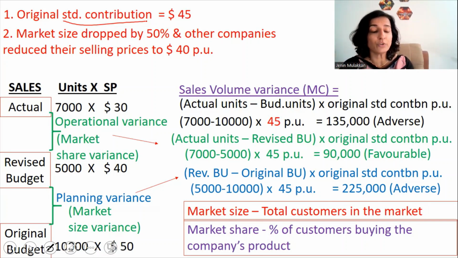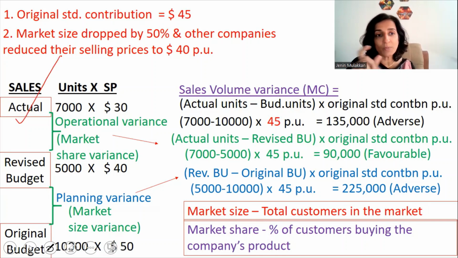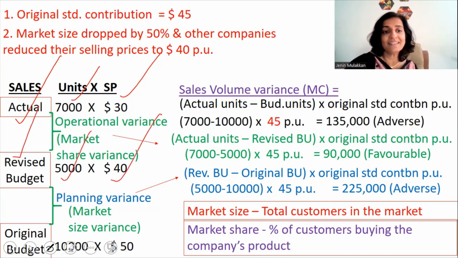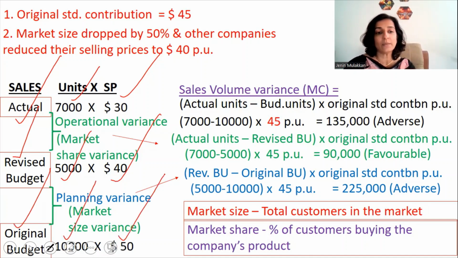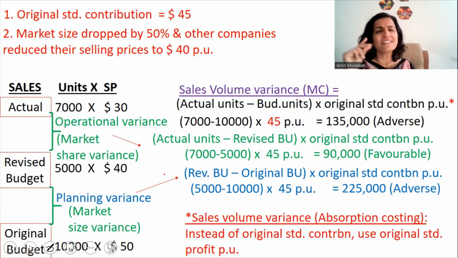And what is the next thing that you have to do? Always arrange the data from the question in this format. That is, the actual sales should be split into the units and the selling price at the top. In the middle, you have the revised budget again with the units and the selling price. And in the bottom row, you need to key in the original budgeted sales, that is as units and as the selling price. So once you have the data in this format, you will be able to find the answer in a jiffy.